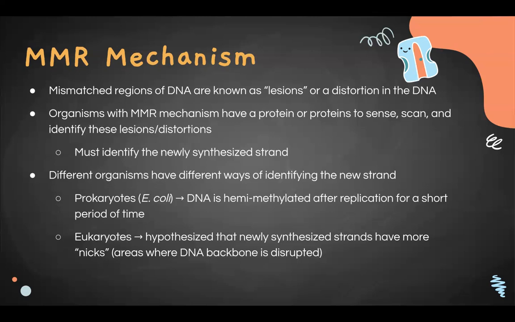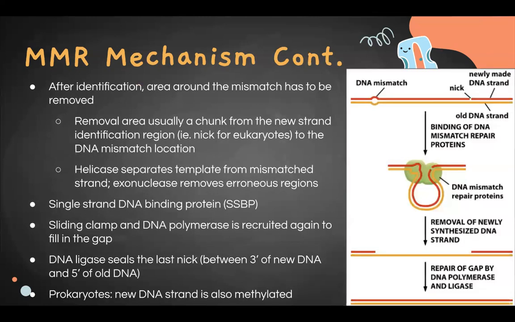And then in eukaryotes, it's hypothesized that the newly synthesized strand is identified through the nicks in the DNA, which are the nicks that the DNA ligase needs to seal after the DNA polymerase polymerizes the strand. Okay, so this is just going over the mechanism of mismatch repair.